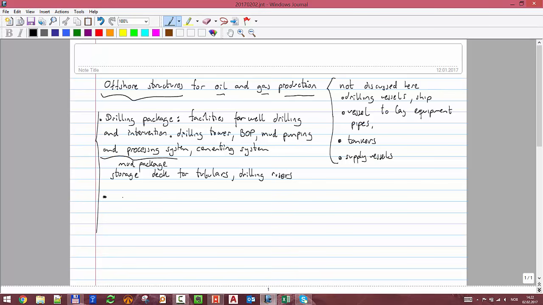Then other things that you have, some facilities for light well intervention.